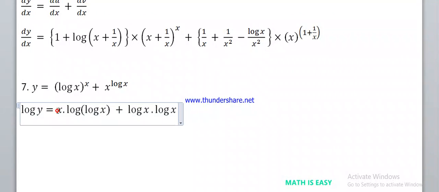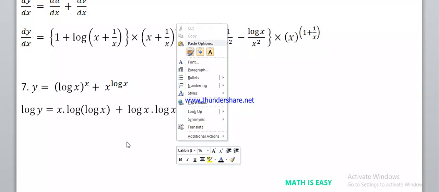Here also you have to apply the uv formula. Take u as x and v as log of log x, and for the other term also apply the uv formula: u is log x and v is also log x. Apply the uv formula and simplify. We already discussed log of log x in the previous example, how to do u derivative of v plus v derivative of u. Here u and v are both the same, so you can differentiate accordingly. Let's try to simplify here.